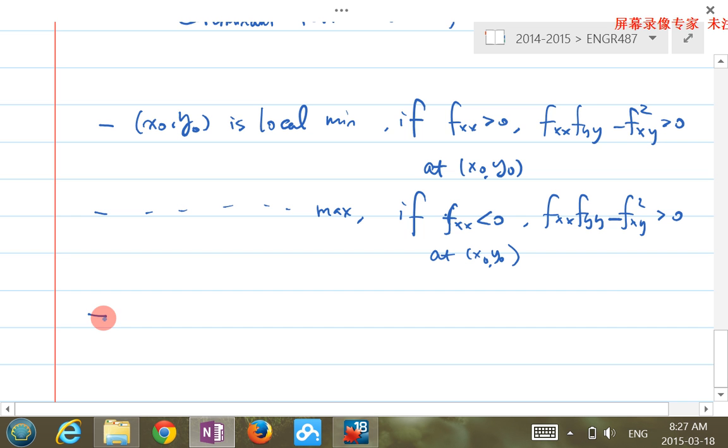And the third condition is that x naught, y naught is a saddle point, and that's when the determinant for this guy is less than 0.